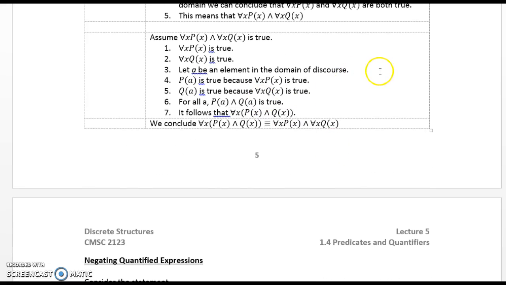Now, the reverse. Assume that for all x, P of x, and for all x, Q of x is true. For all x, P of x is true. For all x, Q of x is true. Let A be an element of the domain of discourse. P of A is true because for all x, P of x is true. Q of A is true because for all x, Q of x is true. For all A, P of A and Q of A is true. It follows that for all x, the quantity P of x and Q of x. We conclude that for all x, P of x and Q of x is equivalent to for all x, P of x and for all x, Q of x.